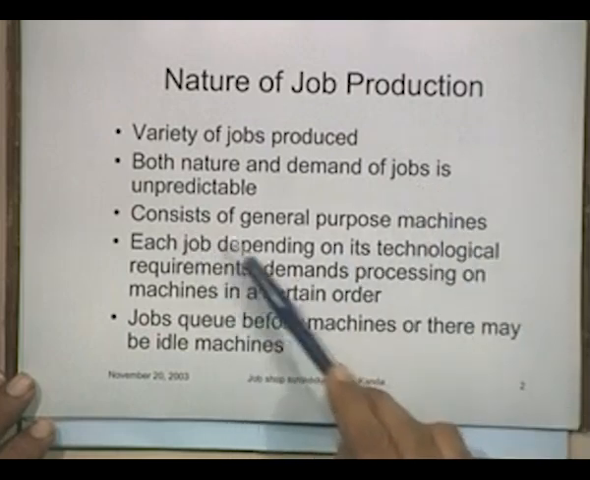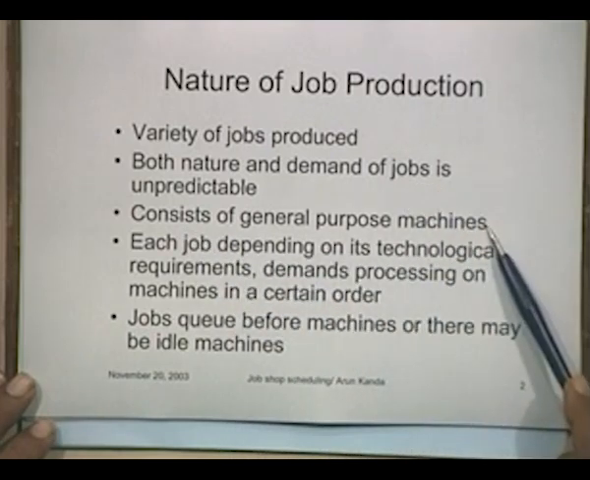A job shop typically consists of a large number of general purpose machines, as opposed to special purpose machines, which would typically be found in an assembly line. Once you have general purpose machines, you can handle a variety of jobs on those machines, and therefore the job shop is equipped to handle this kind of variety with a number of machines of different kinds.